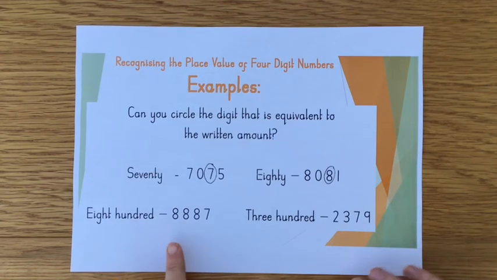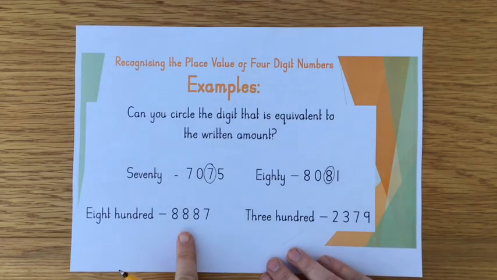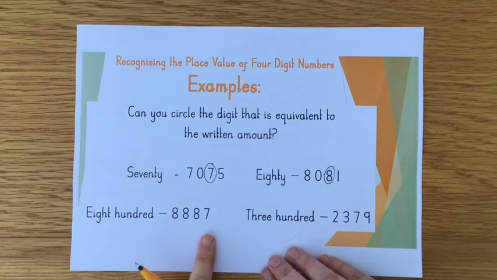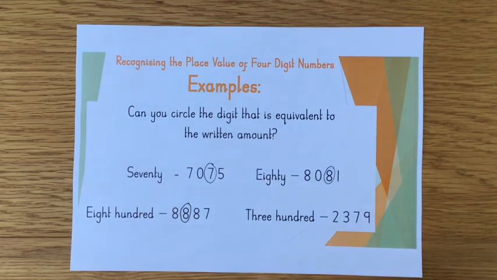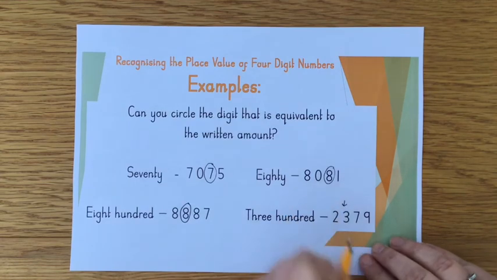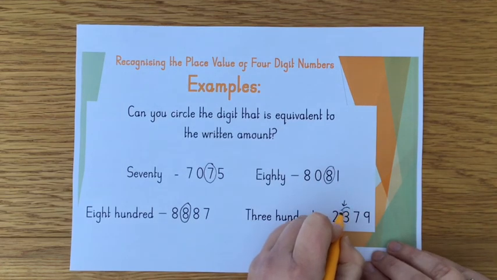800 this time, 8,887. Well, in my hundreds column, it's going to be the 8 just there. And finally, 300 in 2,379, it's going to be the 3 that's worth 300.